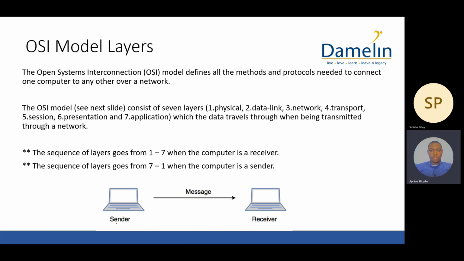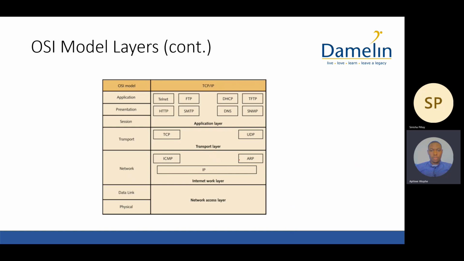If the data is going from sender to receiver, then the sequence goes from layer 7 to layer 1. If the data is coming in from the other side, it goes from layer 1 to layer 7. I'll tell you what that means in the slide that follows. So again, this is layer 1 and this is layer 7 all the way up.